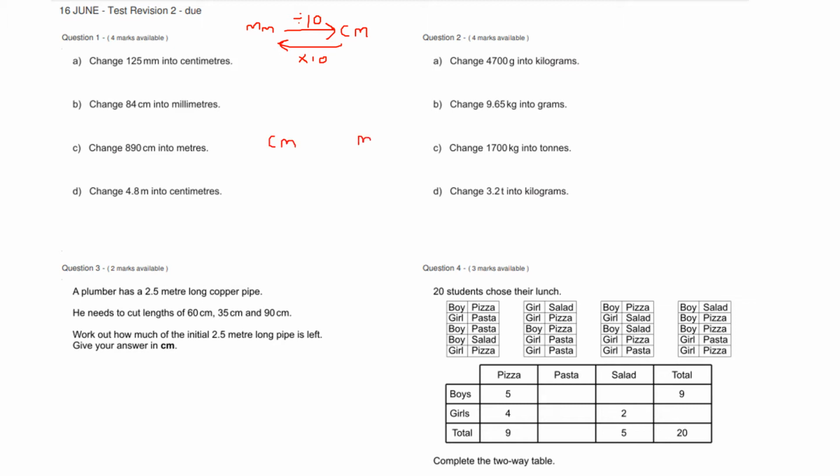Okay, it's similar with centimeters and meters. Because there is 100 centimeters in a meter, if you want to get centimeters to meters, you divide by 100, and if you want to get meters into centimeters, you times by 100.